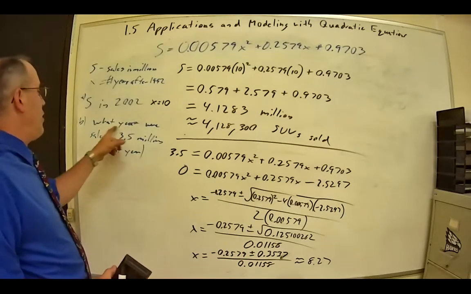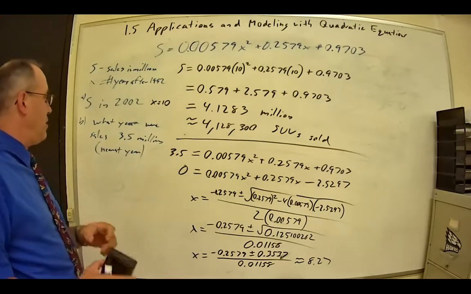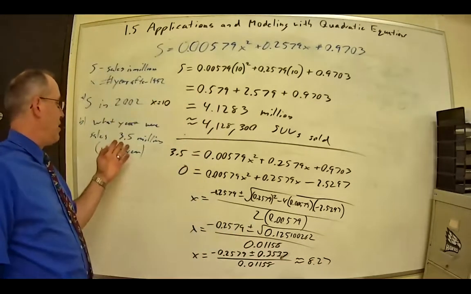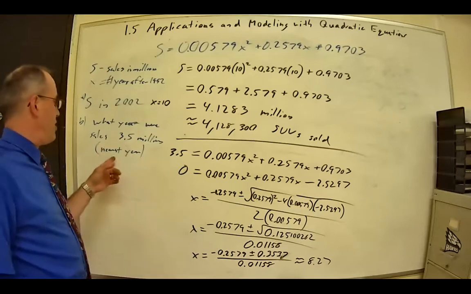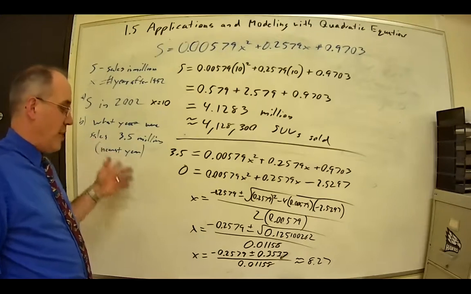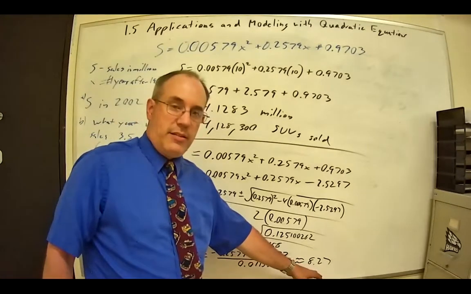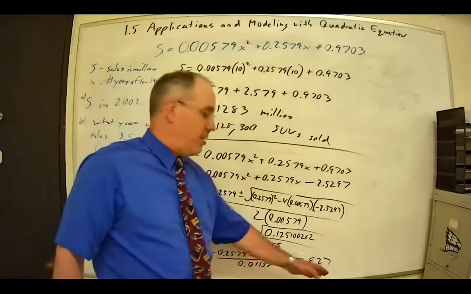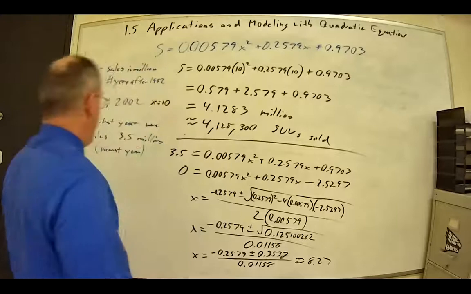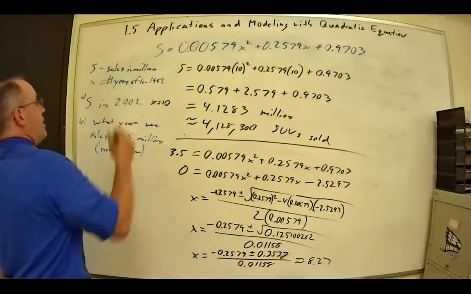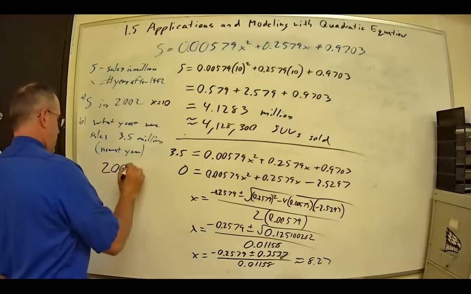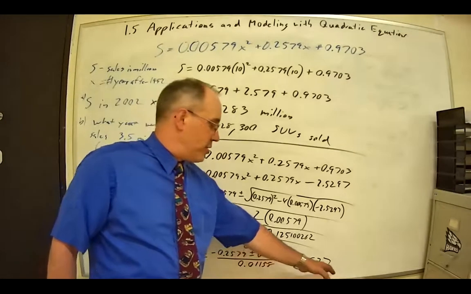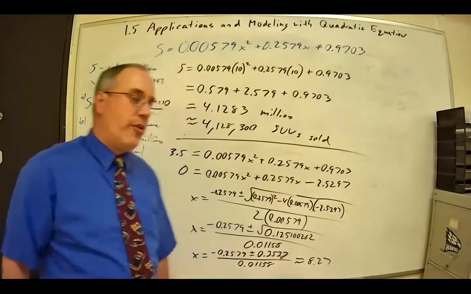Okay, and it says what years were sales over 3.5 million, or did they reach 3.5 million? Well, at 8.27 years is where it actually hit 3.5 million. This says to the nearest year, so technically we would say year 8, but it wasn't until year 9. So I would say the answer should be 9 years, so that would be 2001, 1992 plus 9. It didn't reach it in year 8. It took until a quarter of the way into year 9 before it reached it.